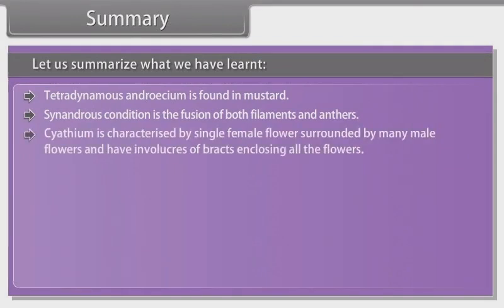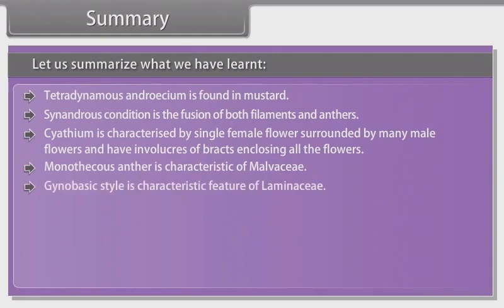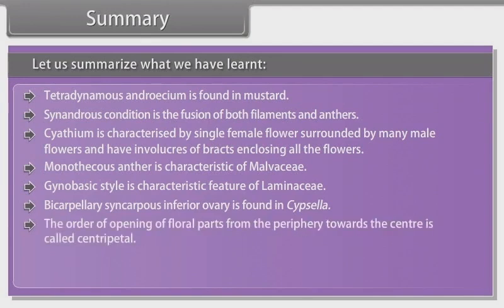Cyathium is characterized by a single female flower surrounded by many male flowers and has an involucre of bracts enclosing all flowers. Monothecous anther is characteristic of Malvaceae. Gynobasic style is a characteristic feature of Lamiaceae. Bicarpellary syncarpous inferior ovary is found in cypsela. The order of opening of floral parts from the periphery towards the center is called centripetal. Glumes represent bracts. Smallest flower is Wolffia.